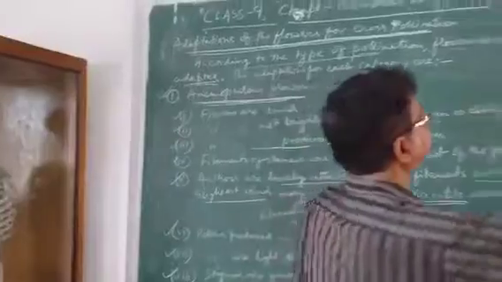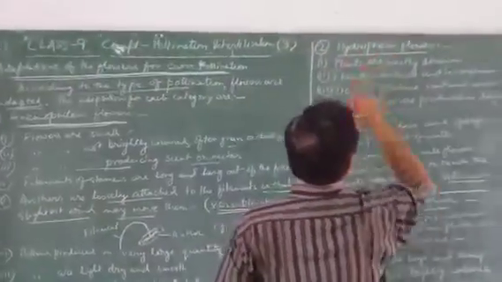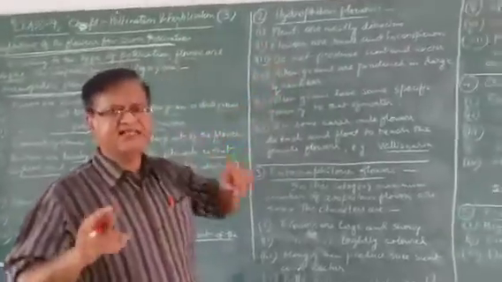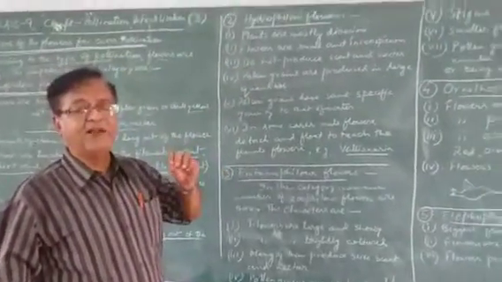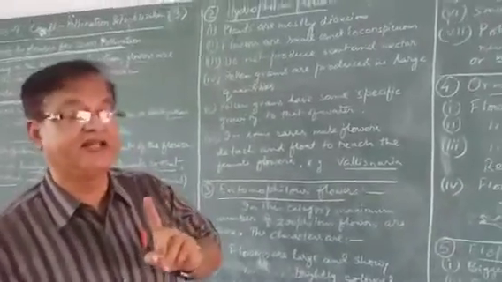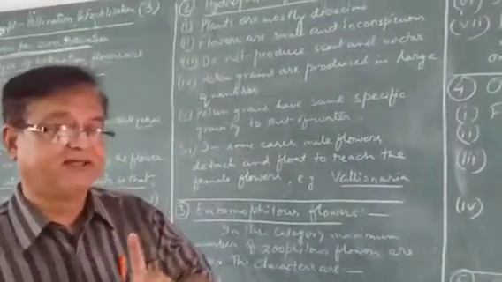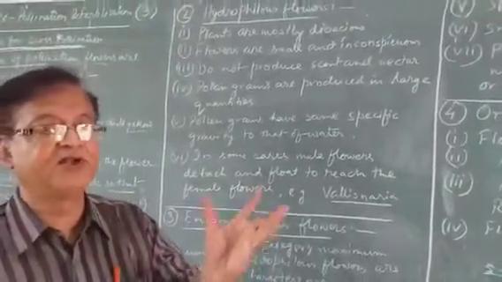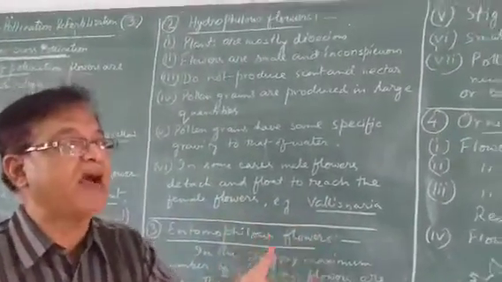Next we come to hydrophilous flowers. Hydrophilous means water pollinated flowers. In such cases, the water plants are very specific. All the water plants are not hydrophilous. Like lotus. Lotus is not hydrophilous because lotus flowers bloom above the water level.